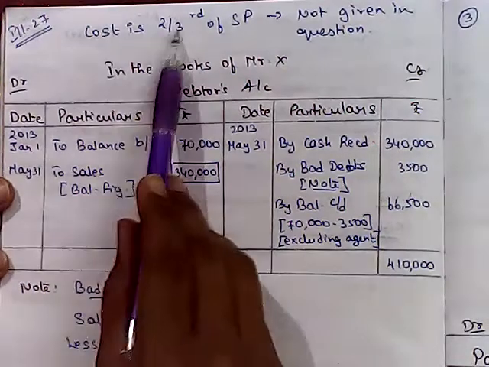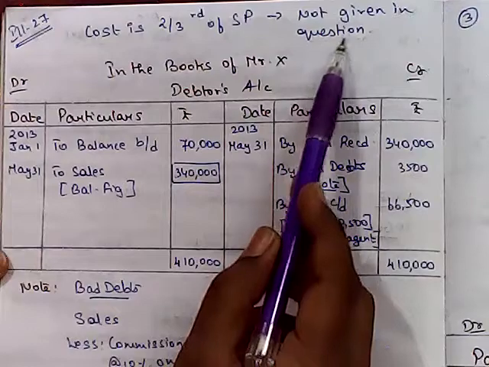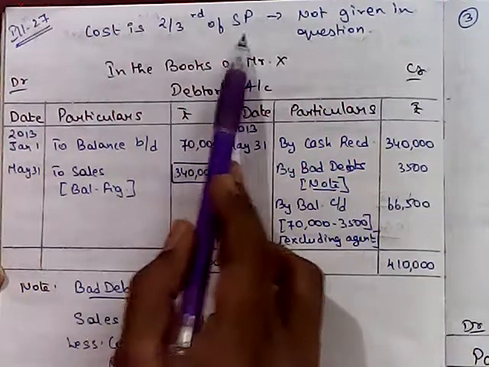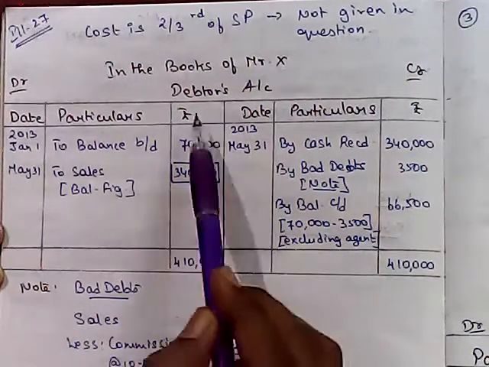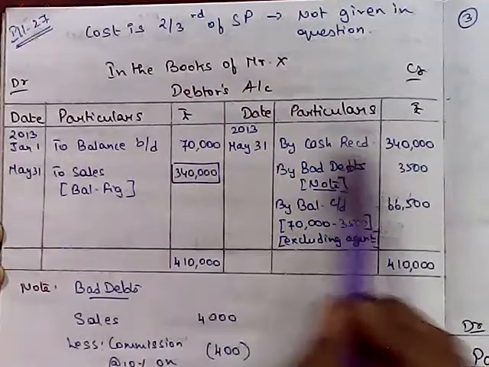Now cost is 2/3 of selling price. This is not given in the question. Okay, we are going to assume that cost is 2/3 of the selling price. Okay, so now in the books of Mr. X, debtors account, debit, credit, date, particulars, rupees.